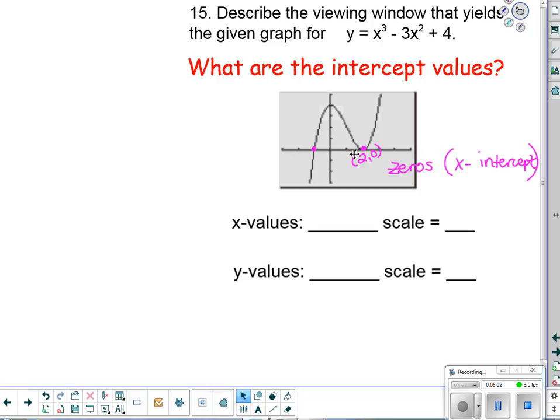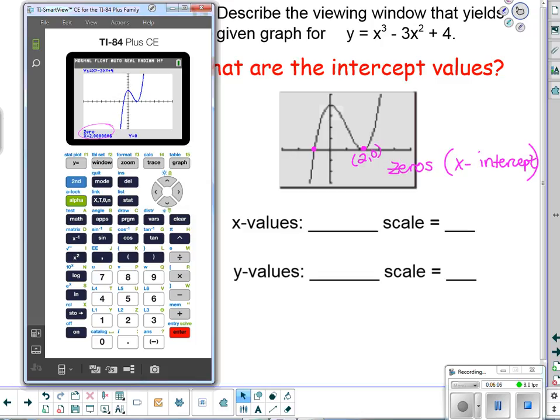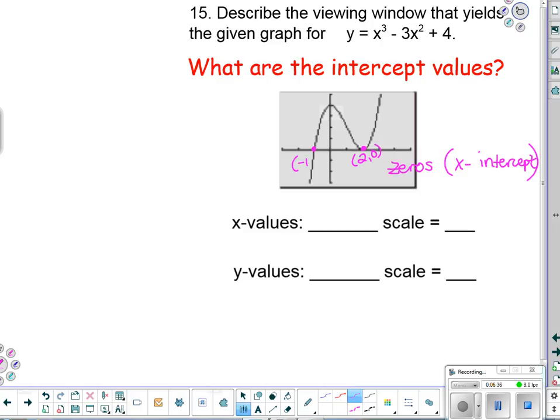Let's go find the other one. Actually, I wouldn't really have to, but we'll go ahead and do it. So I'm going to go back again into the second trace, which gives me calculate, option 2 for zero. I need to get on the left side. Okay, I'm going to hit enter. And the right side, hit enter. Guessing I can bring it somewhat close, enter. And that says the zero is at -1, 0.